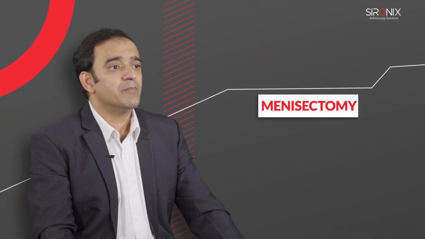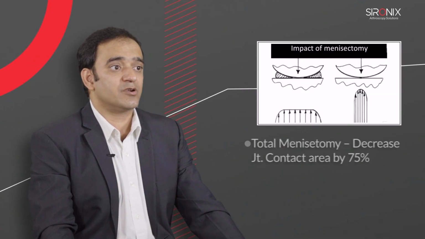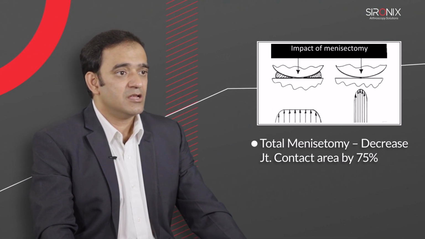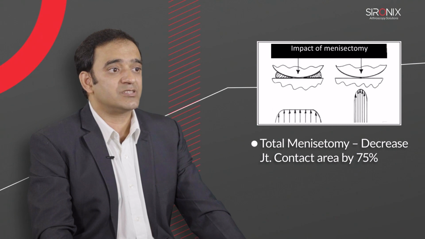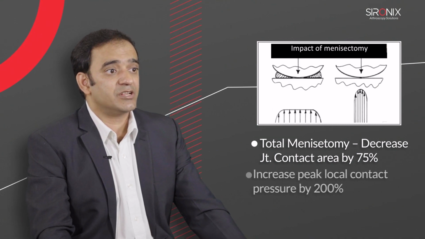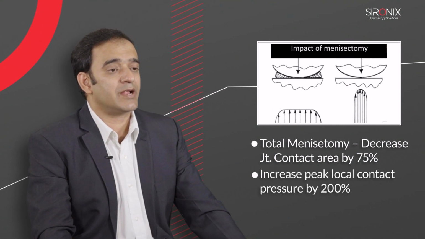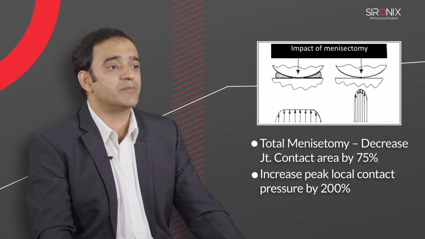If you do the meniscectomy, let's say a total meniscectomy for a bucket handle tear or a complex tear, then you are decreasing the joint contact area by almost 75%, and you are increasing the peak local contact pressure by almost 200%.